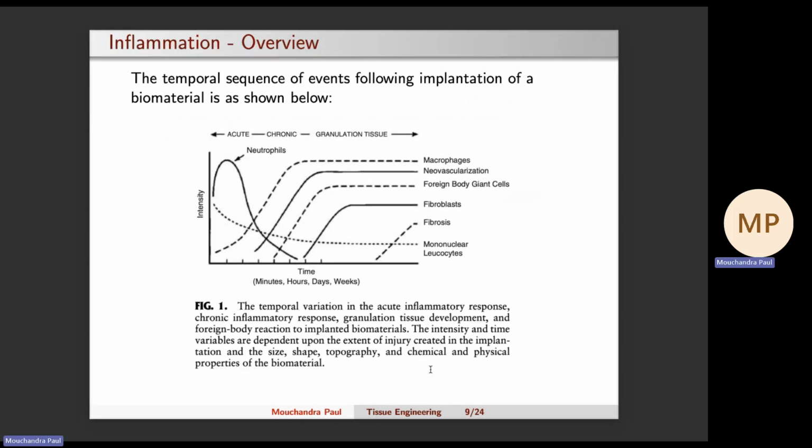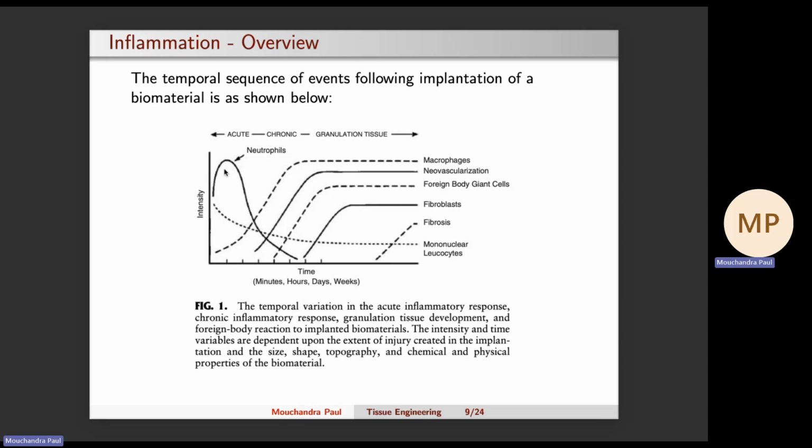So this is the graph I was talking about. This is a graph showing the cell number. Here, intensity basically refers to the cell number or cell density of different types of cell populations, the different types of leukocytes that we already know, and how that intensity varies over a period of time.